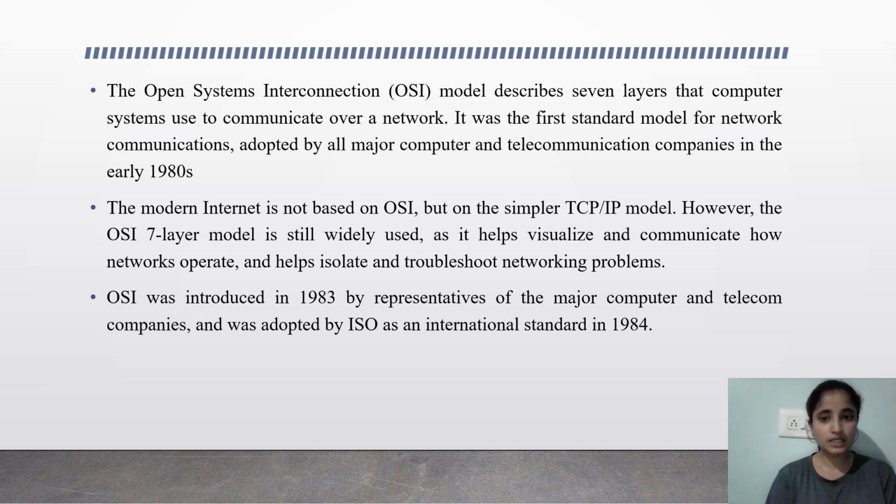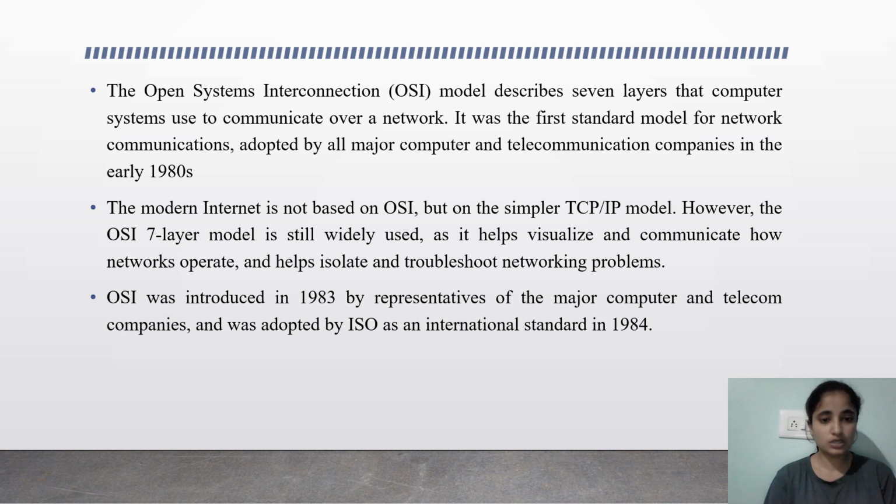It was the first standard model for network communications, adopted by all the major computer and telecommunications companies in the early 1980s. The modern internet is not based on the OSI but on the simpler TCP/IP model. However, the OSI 7-layer model is still widely used as it helps to visualize and communicate how the network operates and helps to isolate and troubleshoot networking problems.